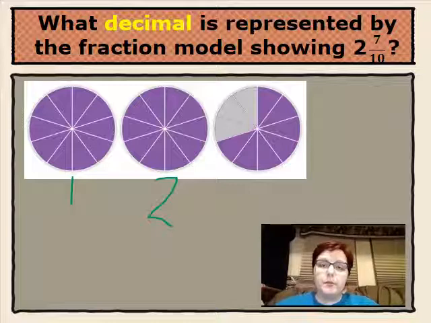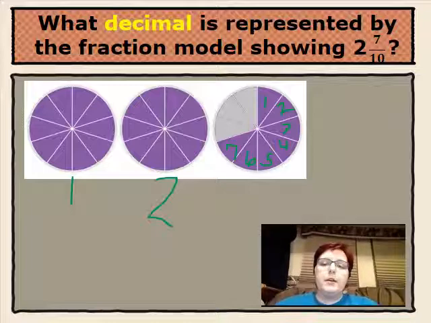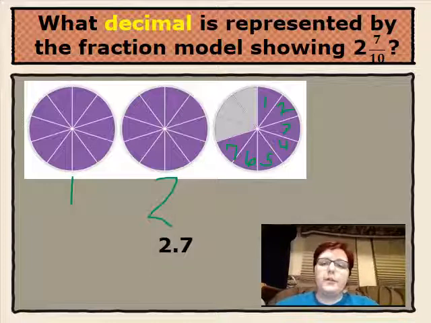We also know that each circle is divided into 10 equal parts. So we have 1, 2, 3, 4, 5, 6, 7 pieces of the circle shaded in. So our decimal is 2 7/10.